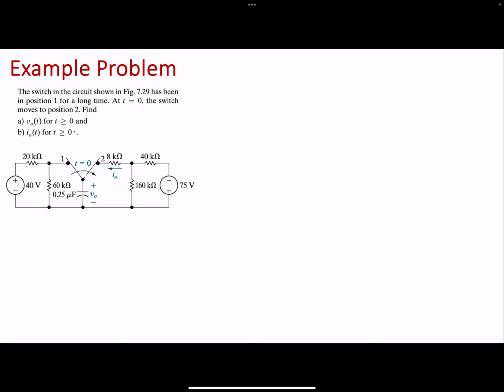Alright guys, sorry, yeah. I wanted to solve this myself to show you the stepwise process.